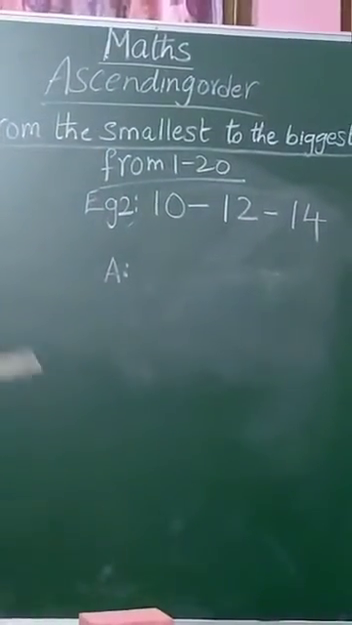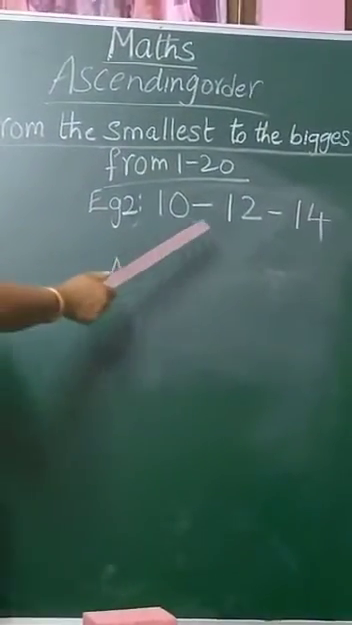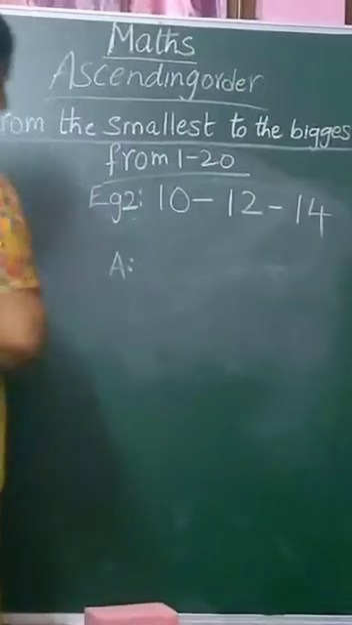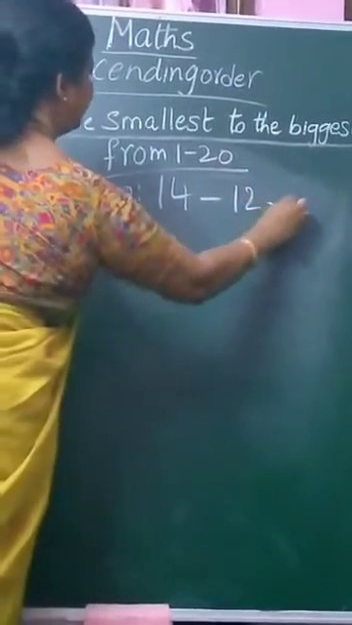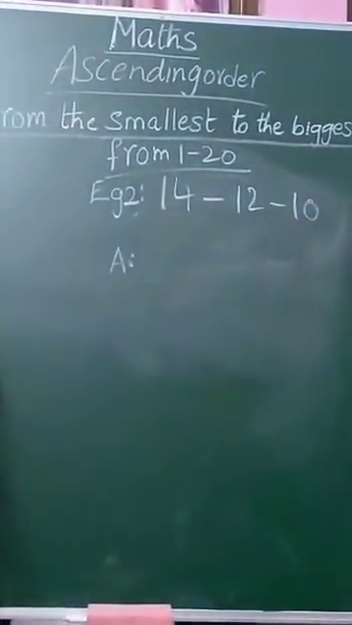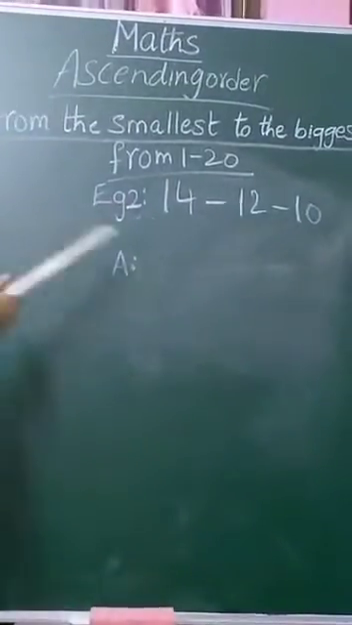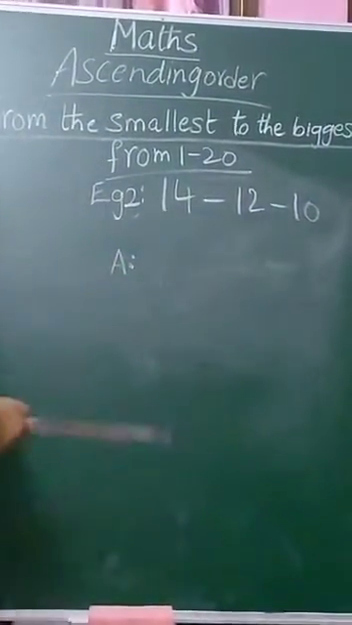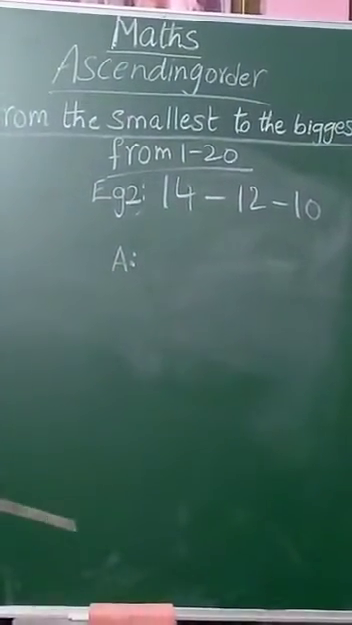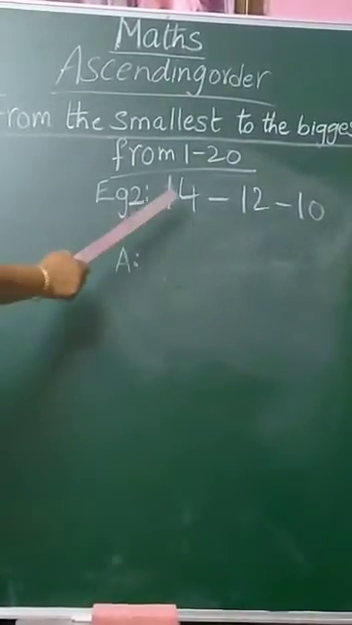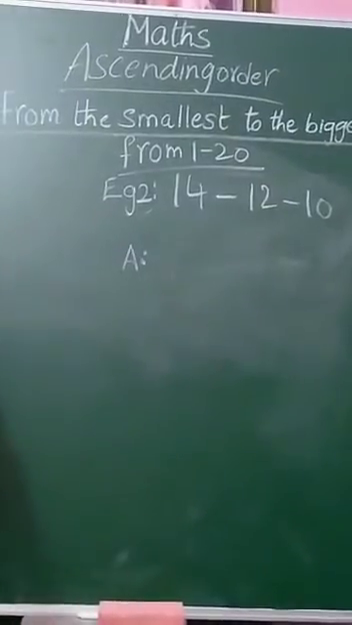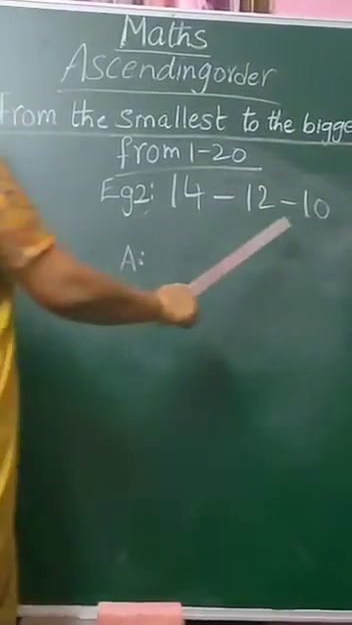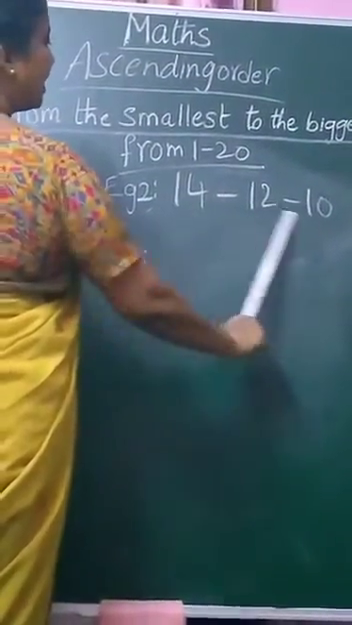Look here, children. Here 3 numbers are given. Out of these 3 numbers, which is the smallest one? Which is the smallest one? 14 is the smallest one. No. 12 is the smallest one. No. Then, yes, 10 is the smallest number out of these 3 numbers.